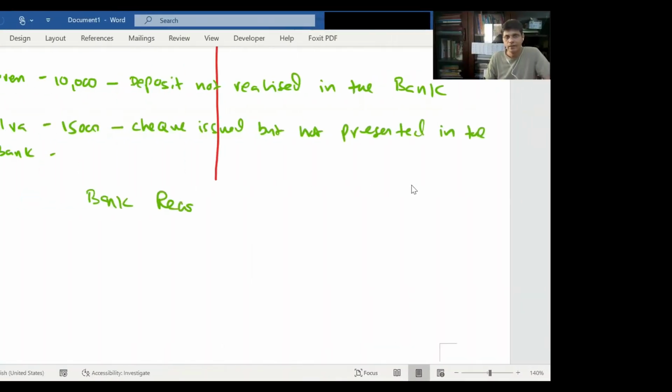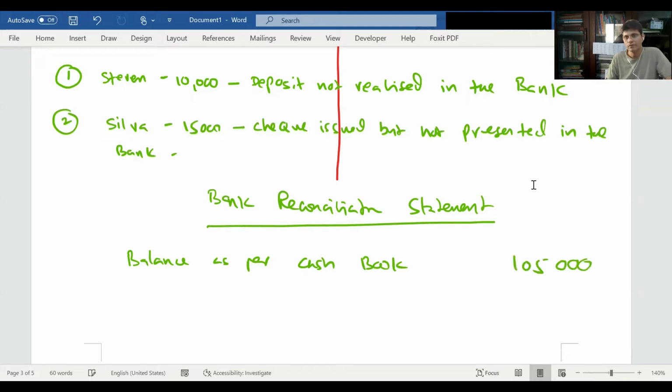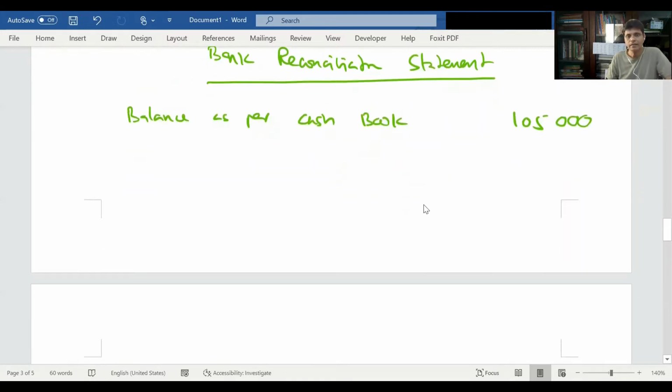Bank reconciliation statement. Let's take the balance as per cash book. The cash book balance is 105,000. We should arrive by reconciling, and it should match with the balance as per bank statement.